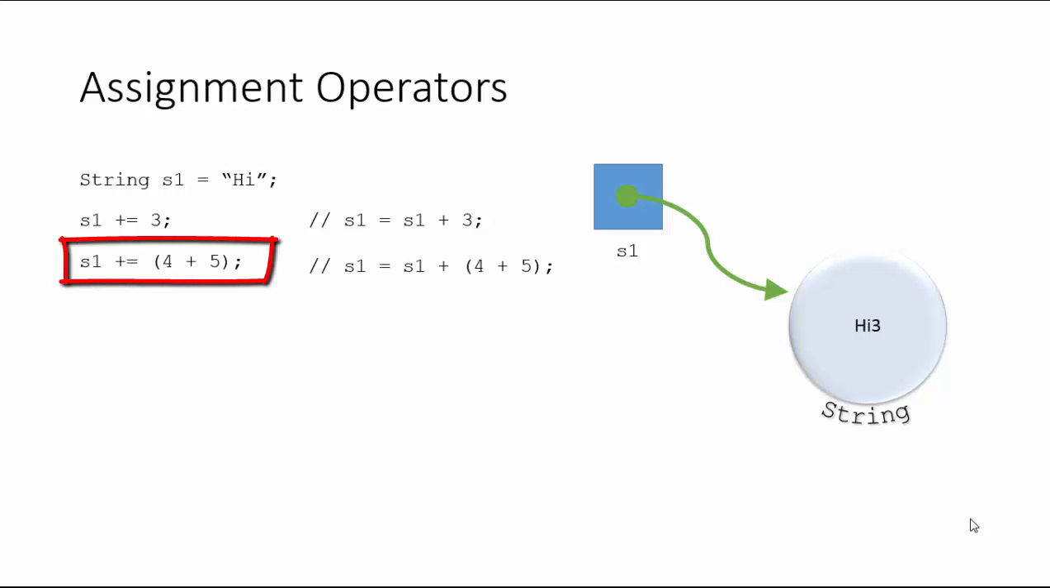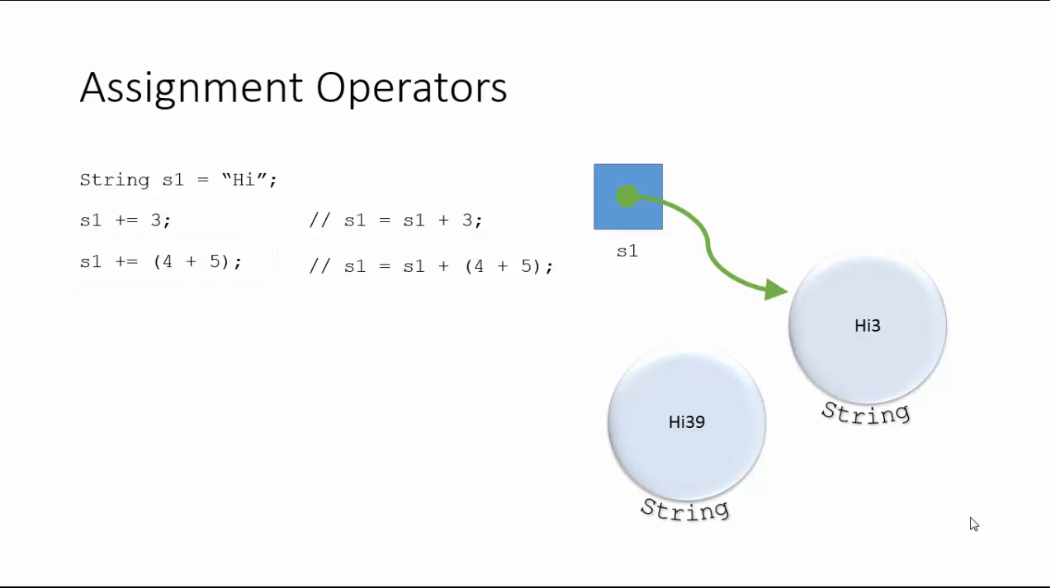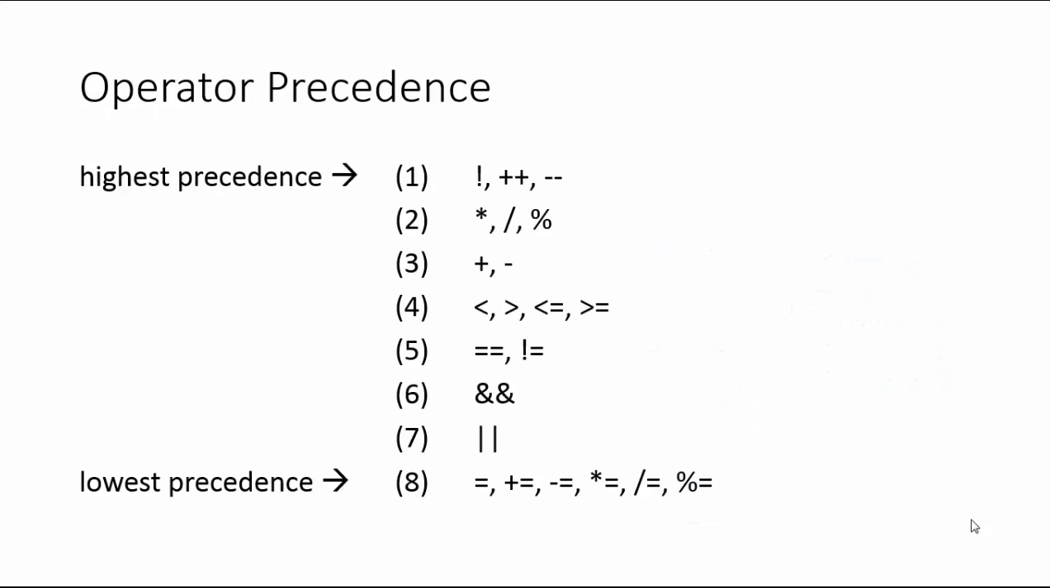In this statement, 4 plus 5 is evaluated first, and the result is then converted to a string, since s1 is a string object. The contents of s1 are concatenated with the value 9 to create a string object with the characters hi39. The address of this object is then placed into s1, and the original object is deleted by the garbage collector. Here's a table with operator precedence when evaluating expressions in Java.